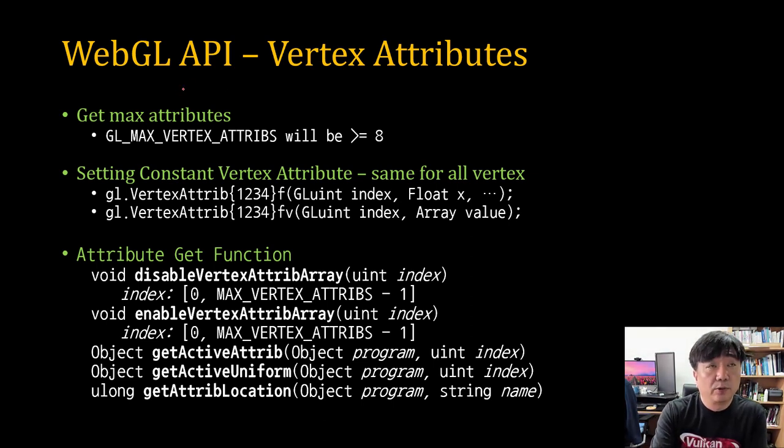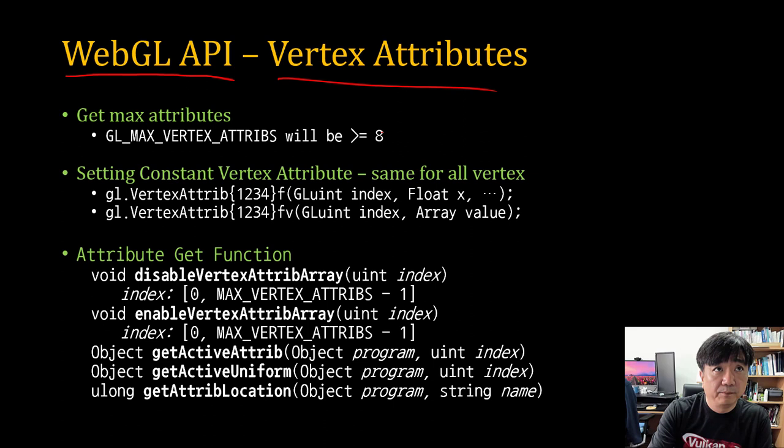Of course, we need to use the WebGL API to change or add vertex attributes. You need to know one read-only attribute, the max vertex attributes. In OpenGL the GL underbar form is used, but in WebGL it is gl.MAX_VERTEX_ATTRIBS. It must be at least 8, so we can use 8 or more vertex attributes. But how can you decide? We can read this variable, then we get the number.